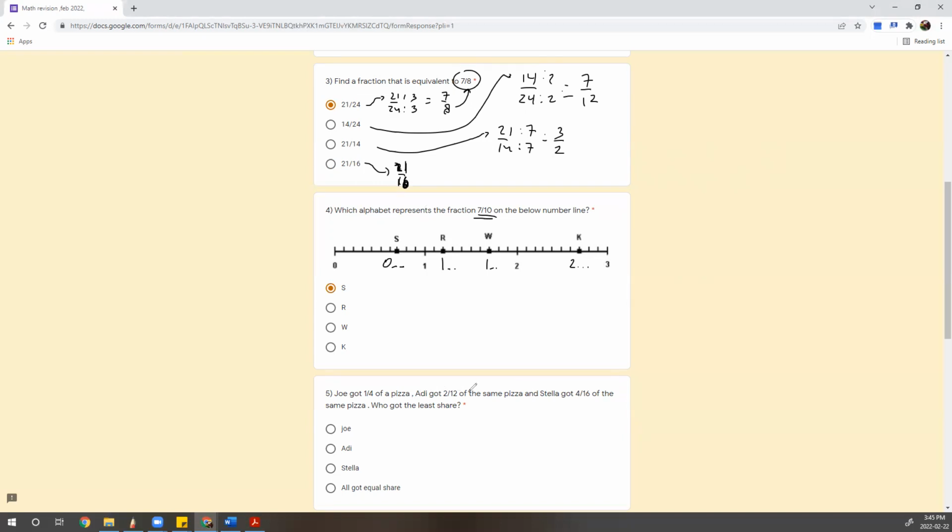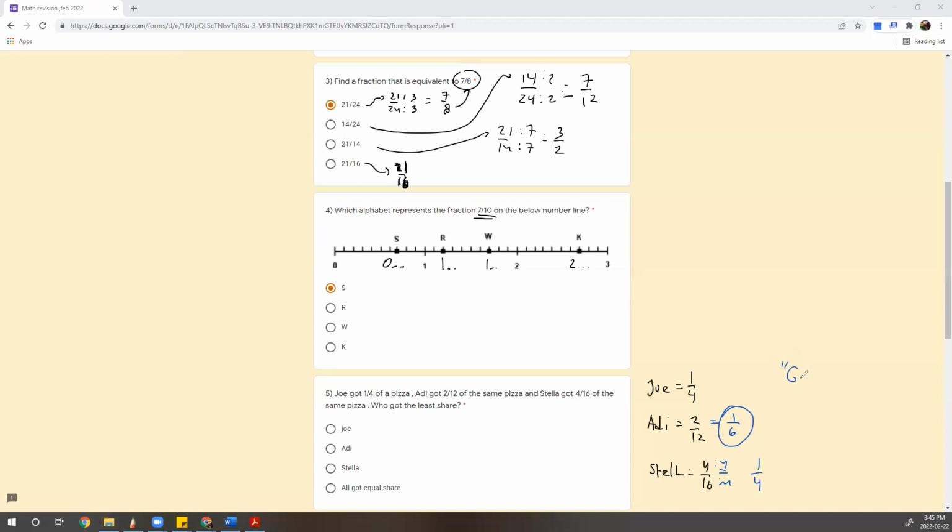Okay, now Joe got 1/4 pizza. Adi got 2/12 of the same pizza, and Stella got 4/16. Who got the least share? You have to compare which gets the smallest share. Joe got 1/4. Adi got 2/12. Stella got 4/16. You need to simplify the numbers. 2/12 becomes 1/6. 4/16, we divide by 4, becomes 1/4. So the least is 1/6, right?